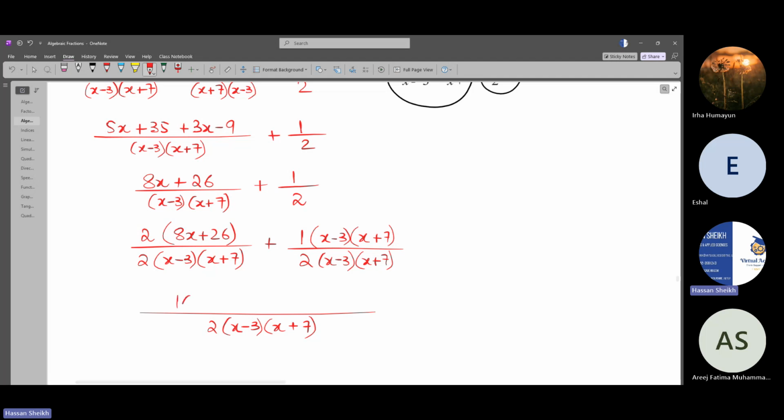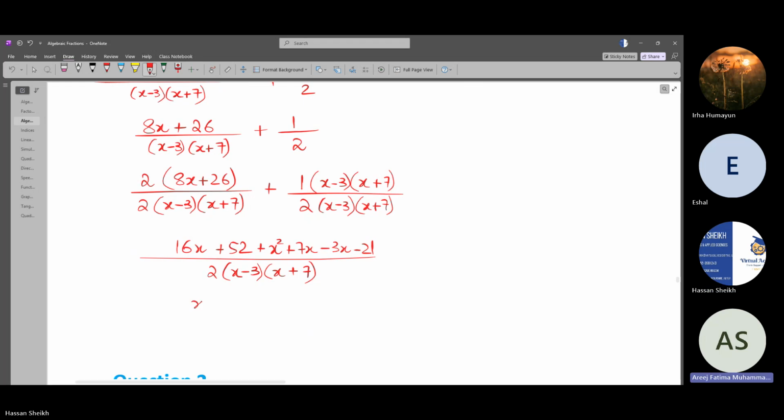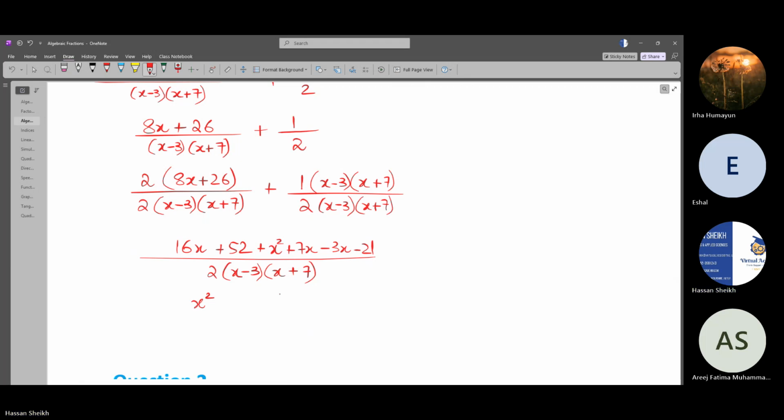8 times 2 is 16x, 26 times 2 is 52. Now we need to expand that bracket. x times x is x squared. x times 7 is 7x. Minus 3 times x is minus 3x. Minus 3 times plus 7 is minus 21. Agree, students? Sir, can we cut before doing this step? No, we need to wait.